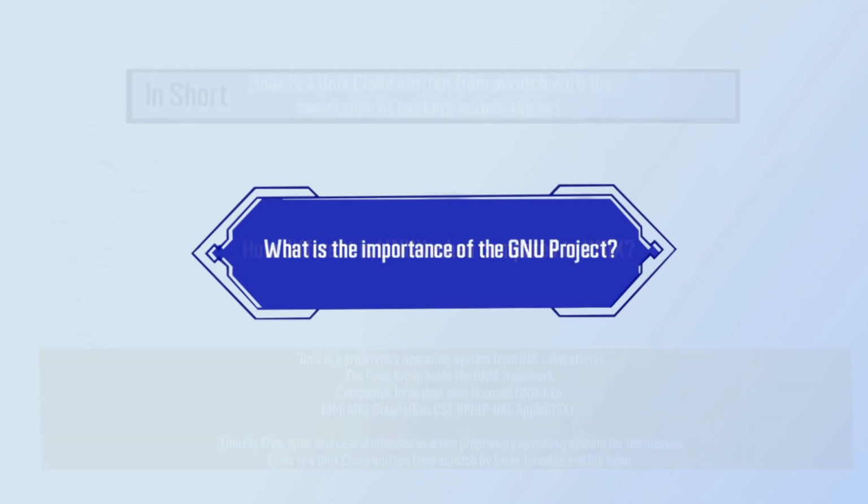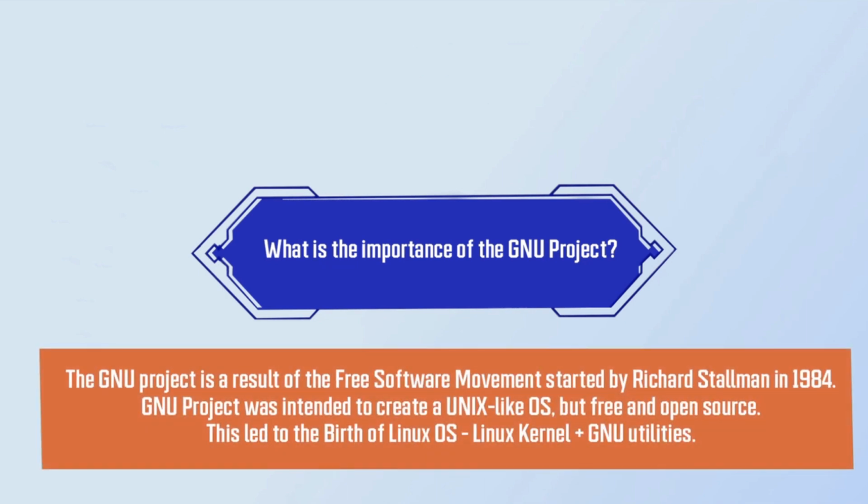What is the importance of the GNU project? The GNU project is a result of the free software movement started by Richard Stallman in 1984. The GNU project was intended to create a Unix-like OS, but free and open source. This led to the birth of Linux OS, Linux kernel plus GNU utilities.